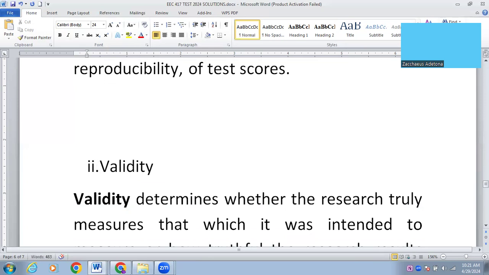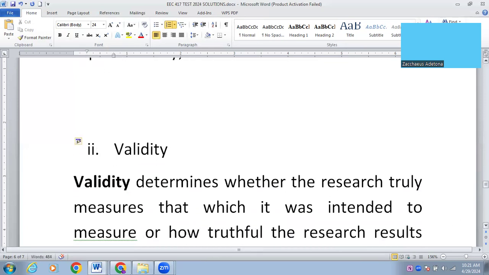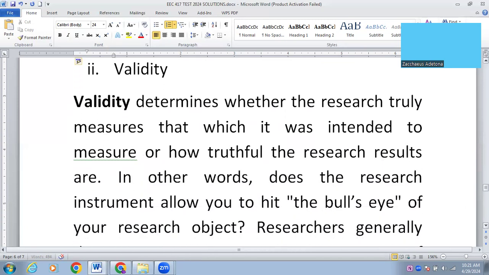Validity determines whether the research truly measures that which it intends to measure. Okay, so the researcher has to pay attention to the questions used to actually address the research problem or the hypothesis. You must structure the questions in a way that they will address the research problem or hypothesis, so that the answers obtained will actually be the intended answers that the researcher is looking for or expecting.